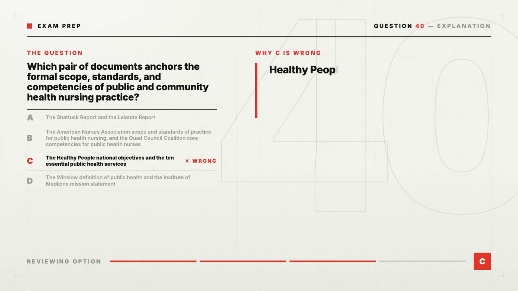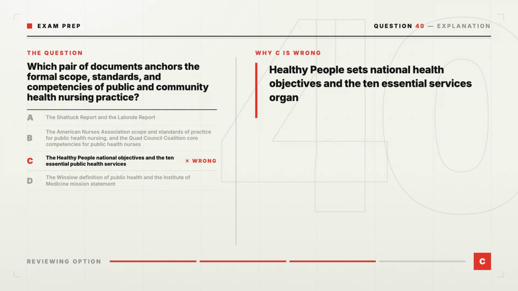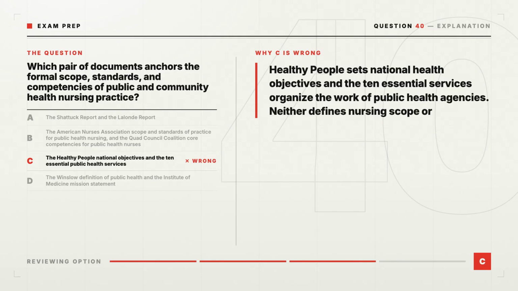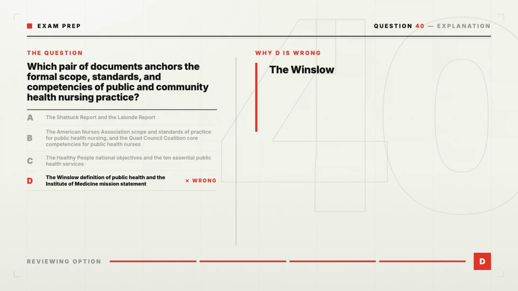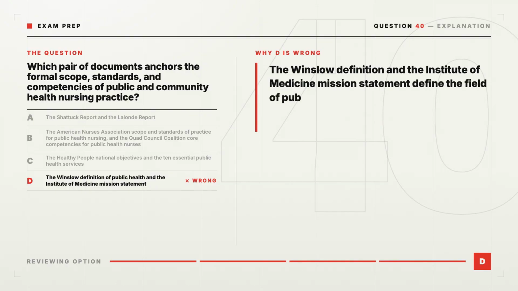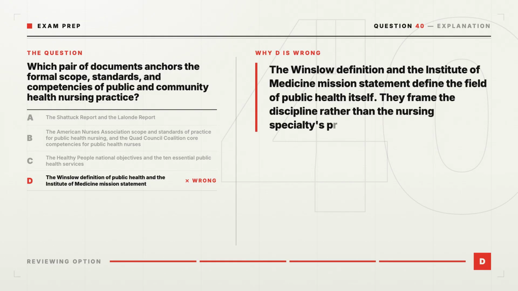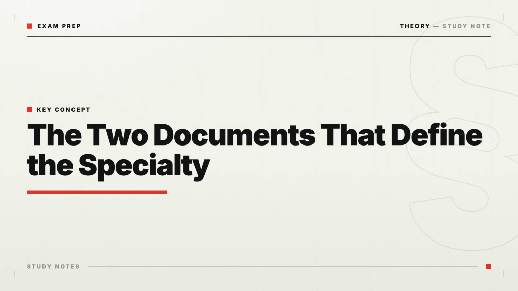C is wrong because Healthy People sets national health objectives and the 10 essential services organize the work of public health agencies. Neither defines nursing scope or standards. D is wrong because the Winslow definition and the Institute of Medicine mission statement define the field of public health itself. They frame the discipline rather than the nursing specialty's practice standards. A specialty that cannot state what it does and how well it must do it has no way to defend its scope, train its members, or hold anyone accountable.